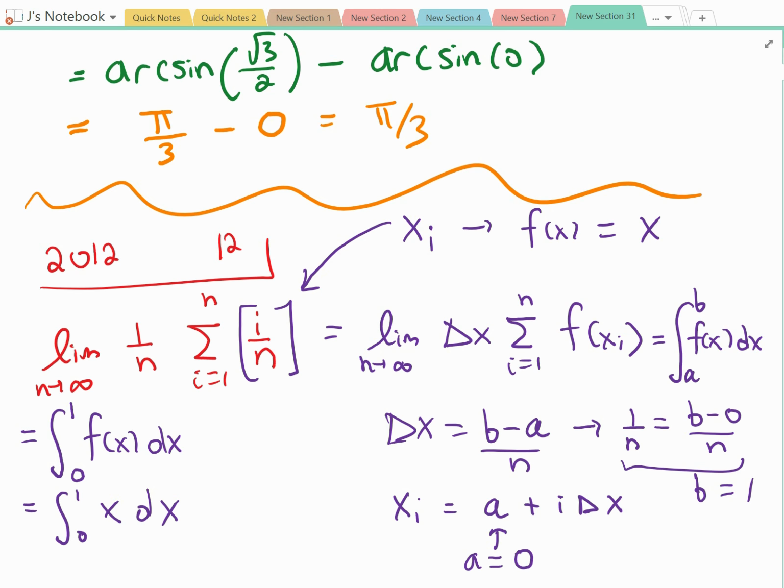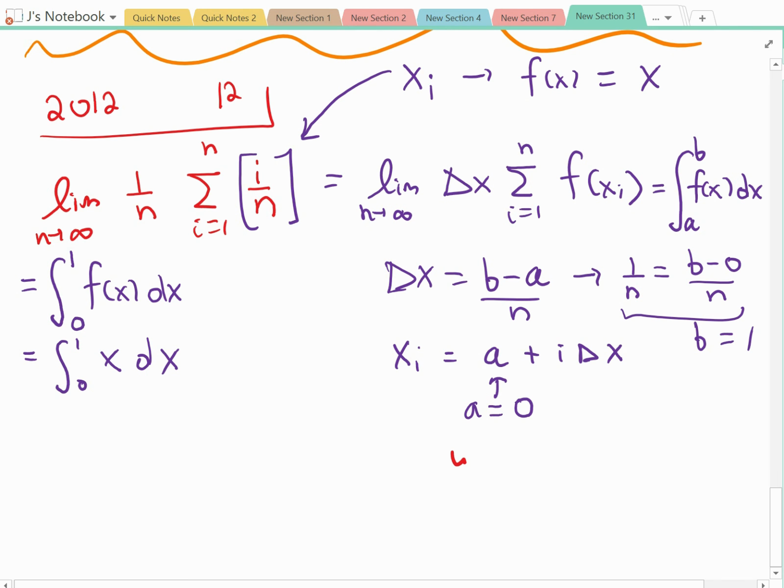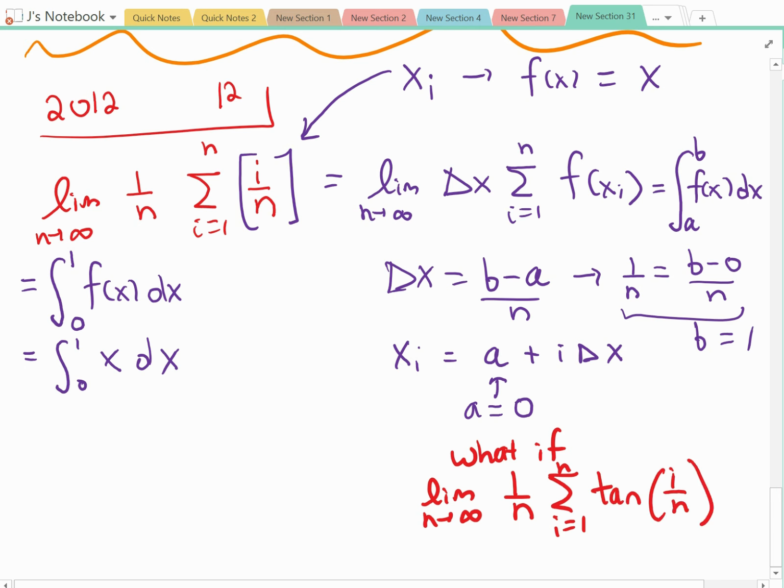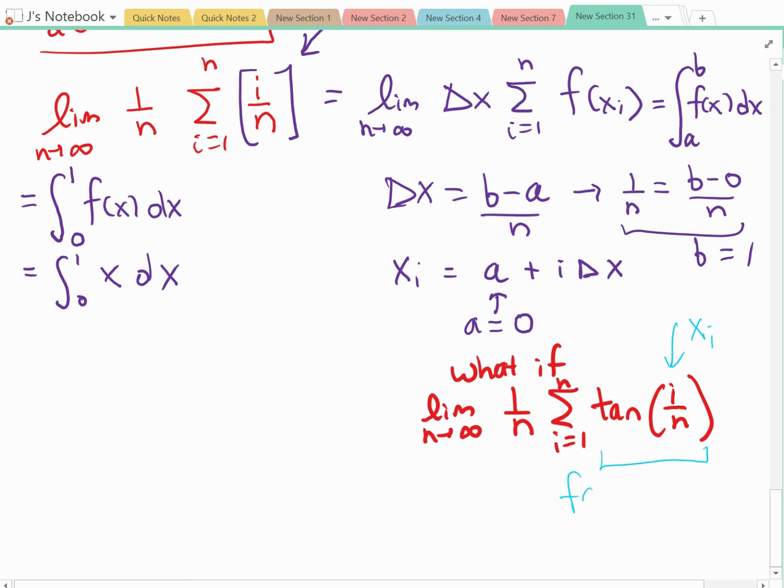If we're asked a related question, what if this is a new question: the limit as n approaches infinity of 1 over n times the sum from i equals 1 to n of tan of i over n. So i over n is still going to be x sub i, but then f of x sub i would be tan of x sub i. So f of x would be tan of x. But nothing's being done to that x sub i, no function is modifying it. It's not being squared, it's not being cube rooted, it's not being hit with the sine or cosine function, it's just x. Questions about this aspect before I keep going?